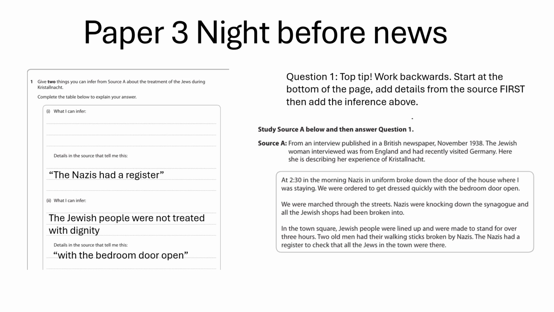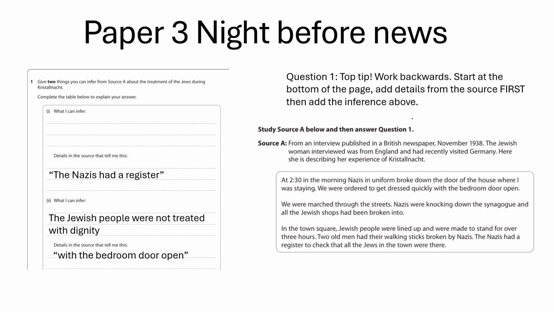And then once you've written your details, again, you're going to work from the bottom of the page up so that the inference is in the right place. You're then going to make an inference from your detail. So the first detail I'd written in was 'with the bedroom door open', because I think that tells me something about the treatment of Jews. And my inference above that is the Jewish people were not treated with dignity.